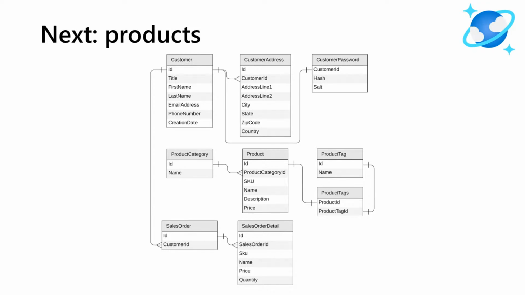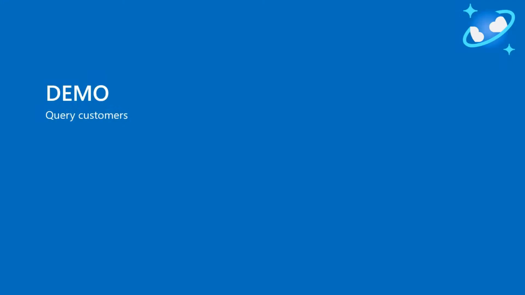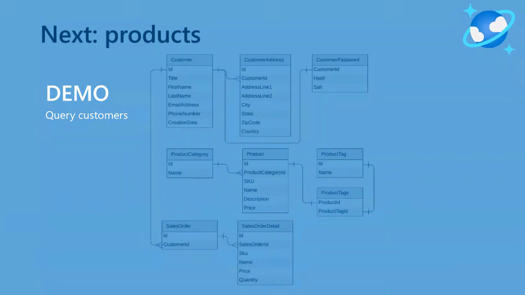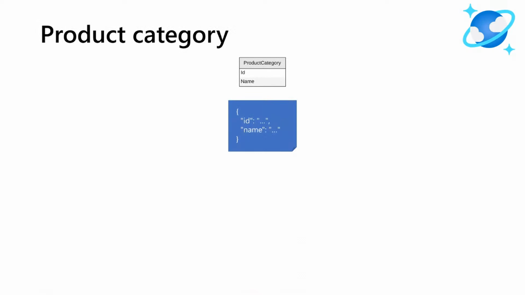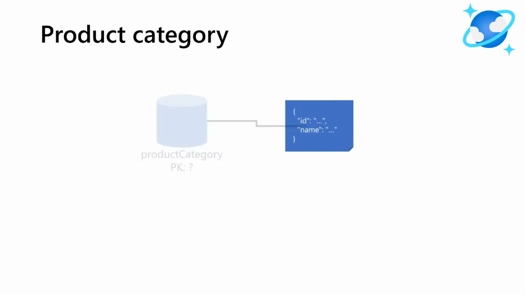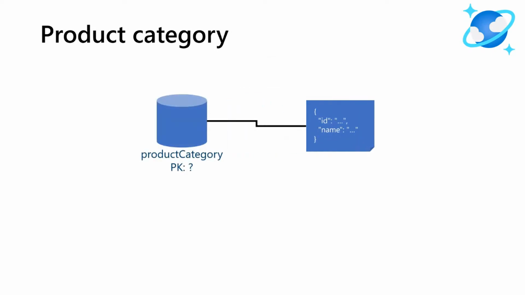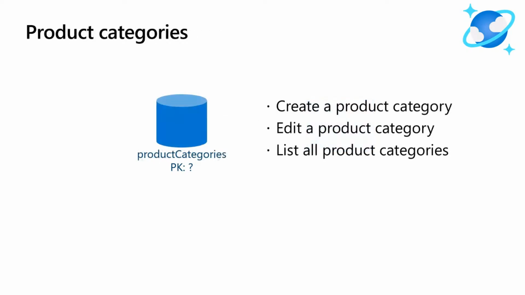Okay, so that was our query customer demo. Let's move on to products, and we'll look at the product tables next. First up is the product category table. So we're going to do the same thing we did earlier, which is translating this into a JSON document. And we need to store that document in a container. We'll call that product category. And then next we need to figure out its partition key here.